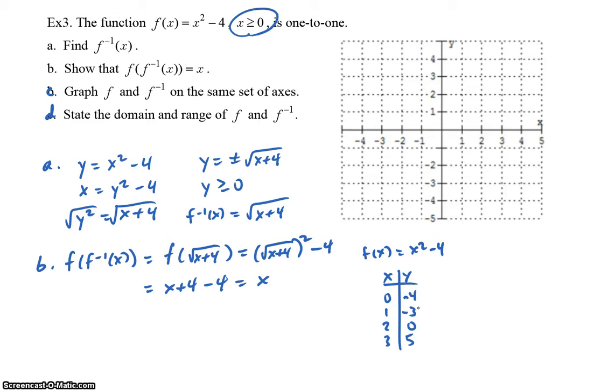Okay, let's plot these points. 0, negative 4, 1, negative 3, 2, 0, and 3, 5.